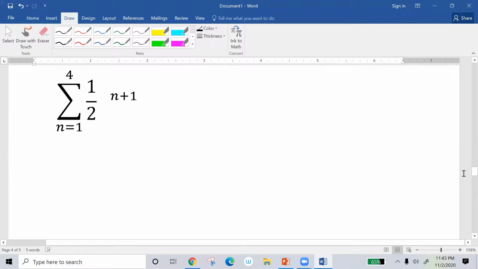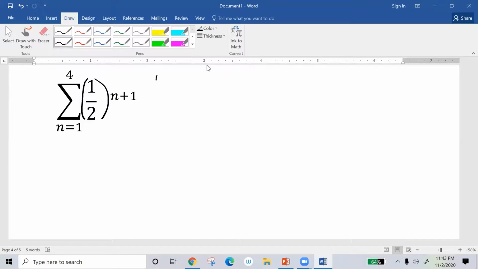Okay, next. We have the question, the summation of 1/2 raised to n plus 1. Okay, I will put parentheses here. Again, 1/2 raised to n plus 1. We have the question, summation of 1/2 raised to n plus 1 from n equals 1 to 4.